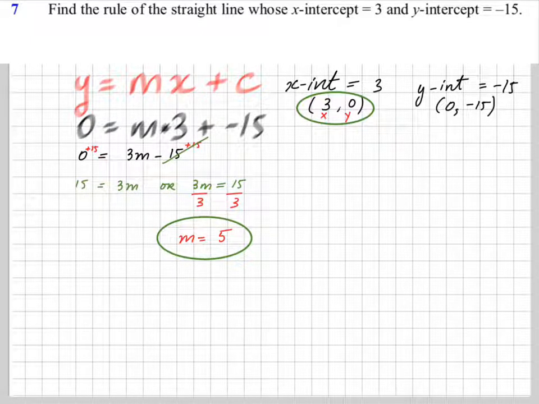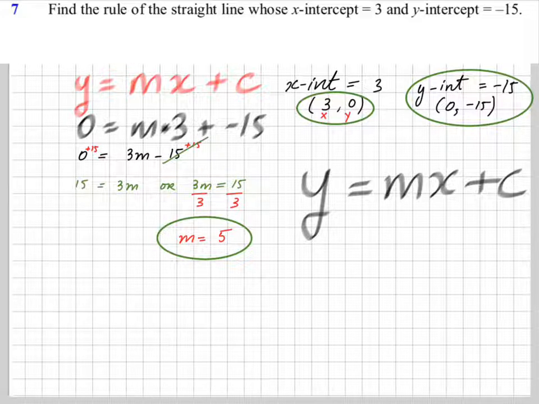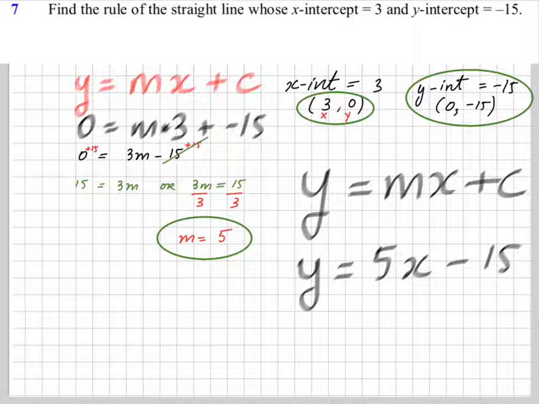We've already got our y-intercept, our c, which is negative 15, and therefore we can actually do our rule, which is y is equal to mx plus c. We know our m, we know our c, we know our equation. So it is y is equal to 5x minus 15. So let's move on to the next question.